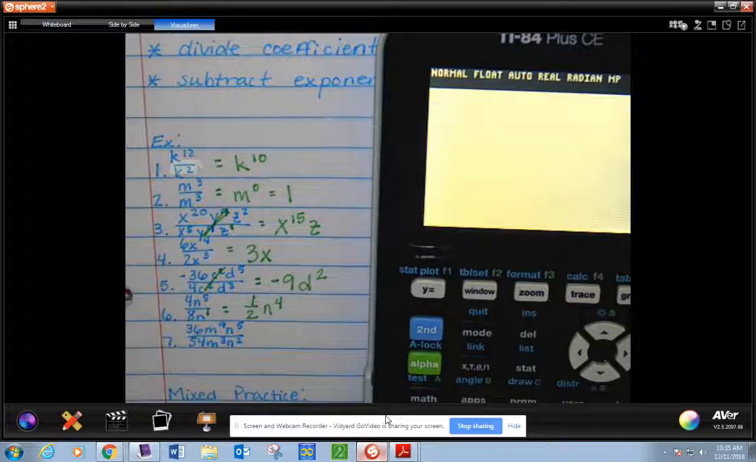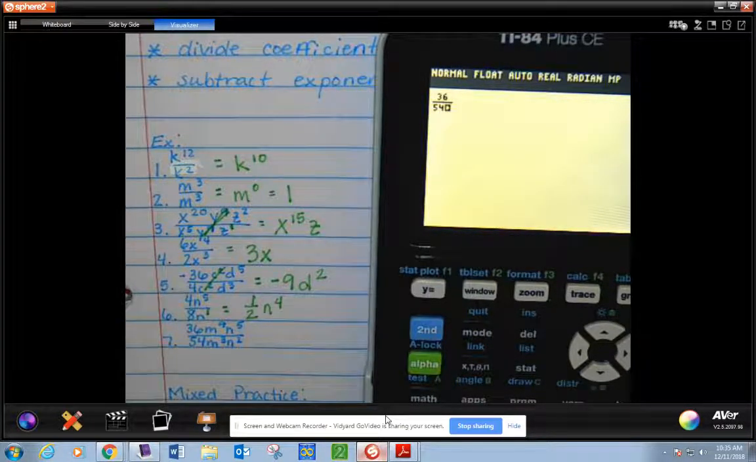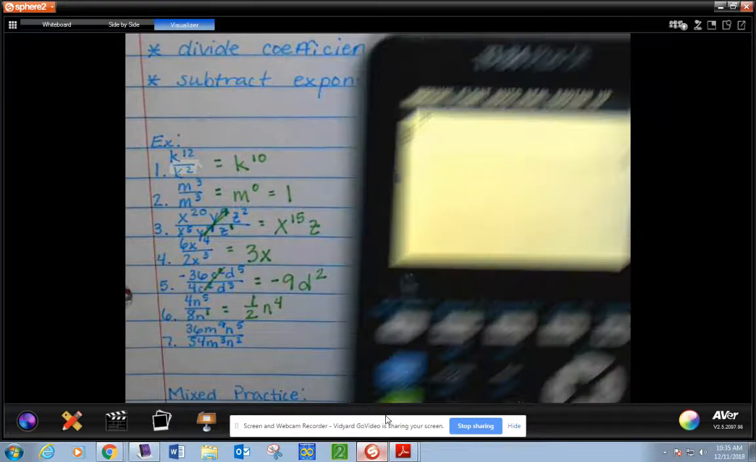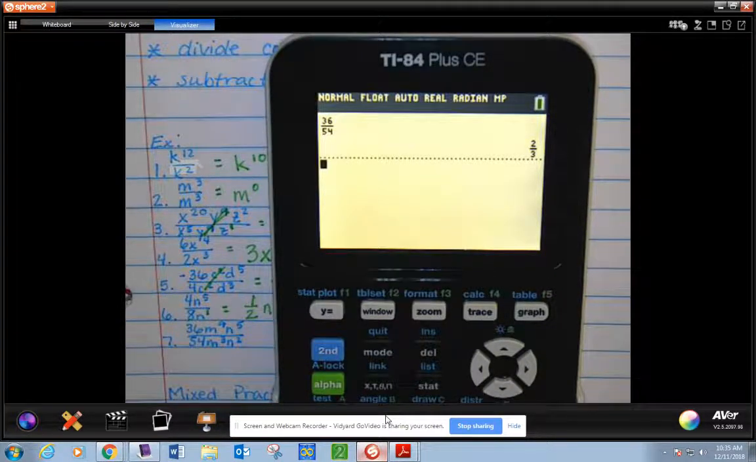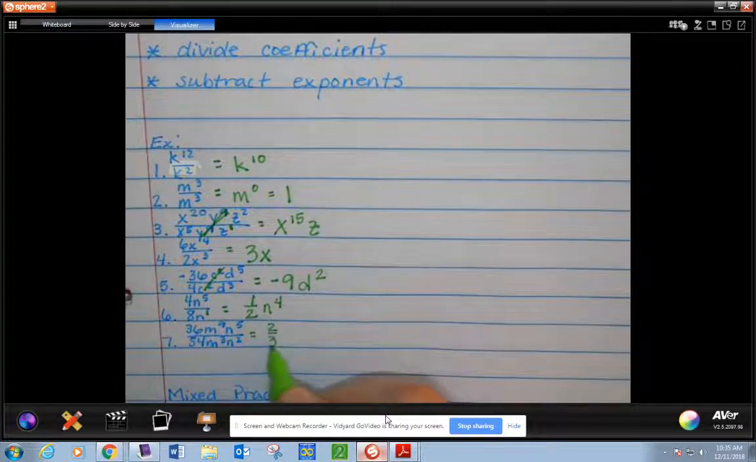To show you how you can do this really fast and quick and let it simplify for itself, if you open up a fraction and you just do 36 over 54, it'll simplify it for you when you hit enter, and it simplifies to 2/3. So you don't have to worry even about simplifying it if you just put it in the fraction form.